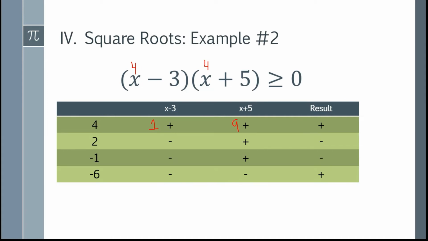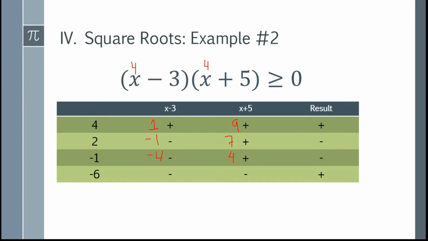What if we have 2? Let's test this one. 2 minus 3 is negative 1, and 2 plus 5 is 7. So negative 1 and positive 7: negative times positive is negative. And if you have negative 1, negative 1 minus 3 is negative 4, and negative 1 plus 5 is positive 4. Negative and positive, that will be negative.